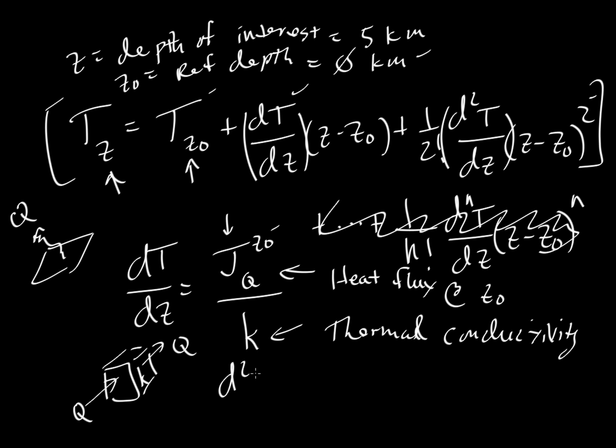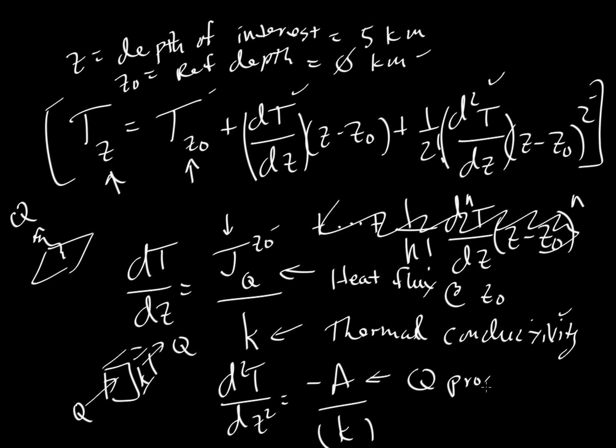What about the second derivative? This guy over here. The second derivative is equal to minus A, again over thermal conductivity. We already know what this is. That's this fellow here. The A is heat production. It is the amount of heat that is produced by the radioactive decay of elements like uranium or thorium or potassium. As these radioactive elements decay, there's a certain amount of energy that is given off, and A is a measure of that heat that is produced in the process.